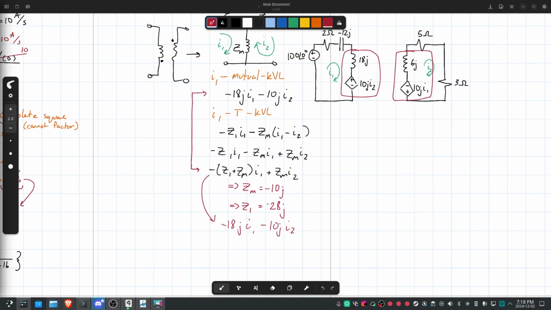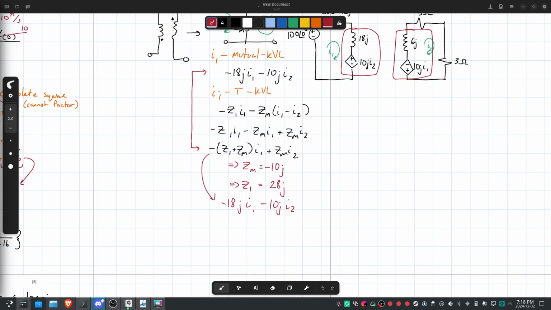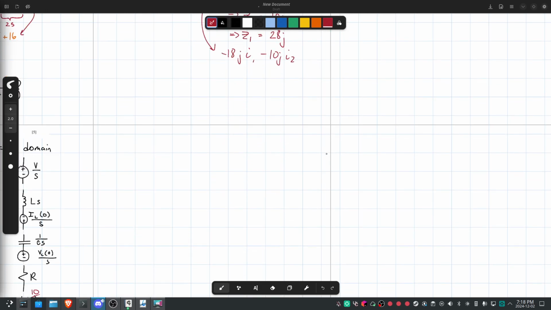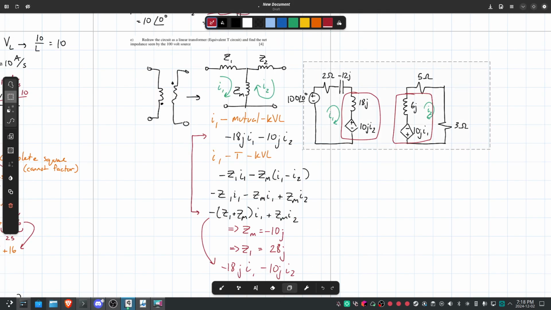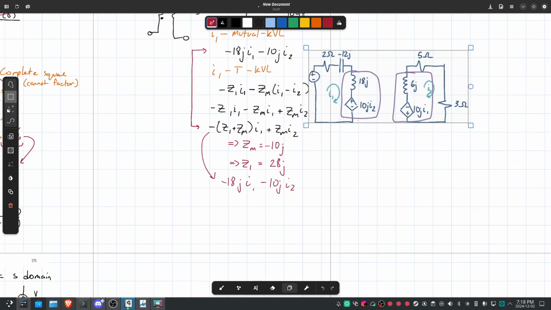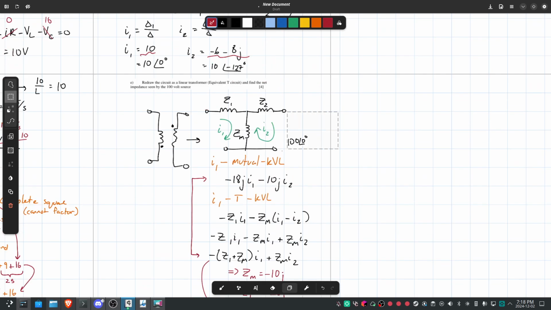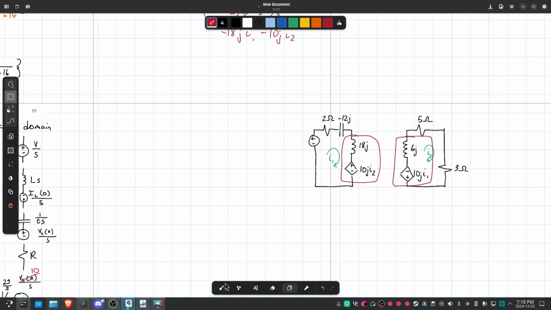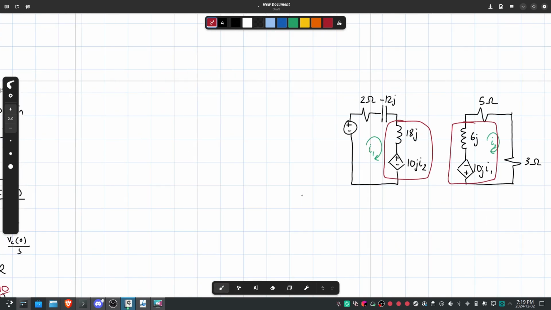Now we do the exact same thing to find Z2. So we do the exact same thing for I2. Once again, I'm going to drag this diagram a bit down here. This is a bit long. My bad. For I2, through the mutual design that we have here in KVL, what do we get? We have minus 10J I1 minus 6J I2.